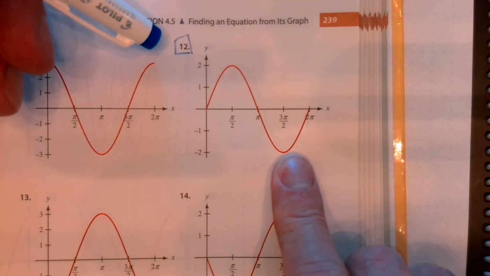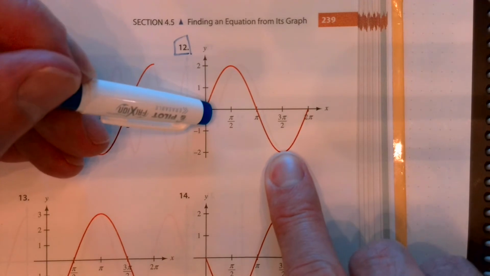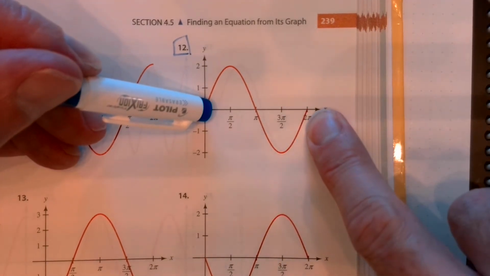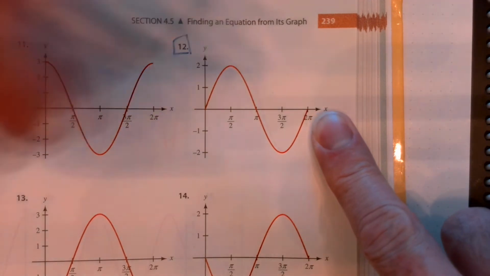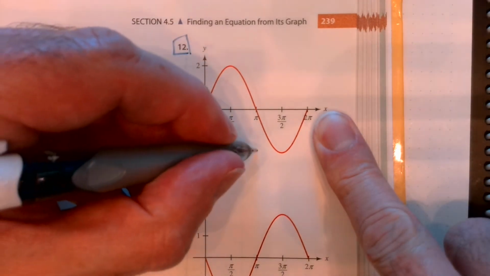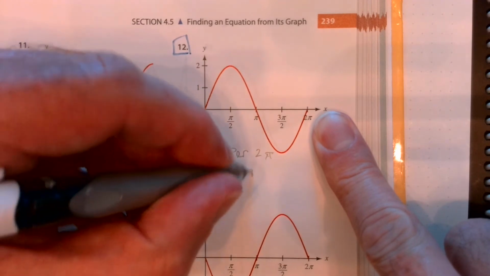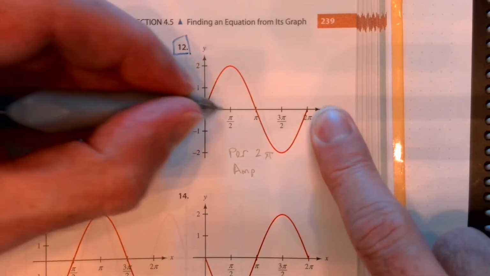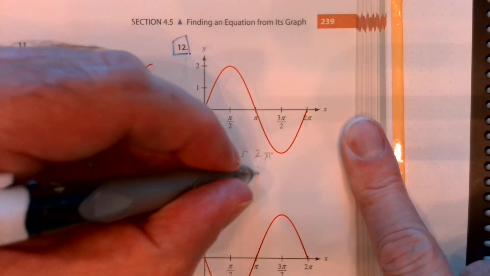Alright, so I'm looking at problem number 12 right here. Okay, so I'm seeing the cycle starts at 0 and it ends at 2 pi. Okay, easy enough. I'll pencil some things in here. So the period of my graph is 2 pi. My amplitude, well, I'm seeing my midline is right here. I'm going 2 units above, 2 units below. So my amplitude is 2.